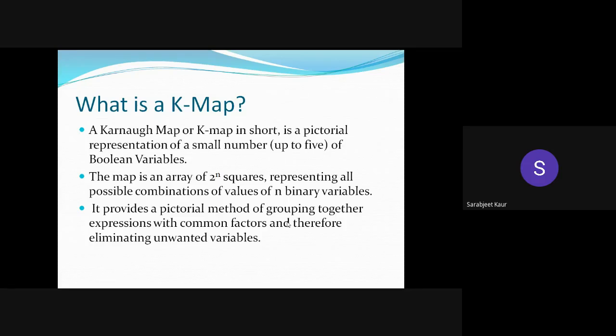So what is a K-map? A K-map is an array of 2 raised to the power of n squares representing all possible combinations of values of n binary variables.